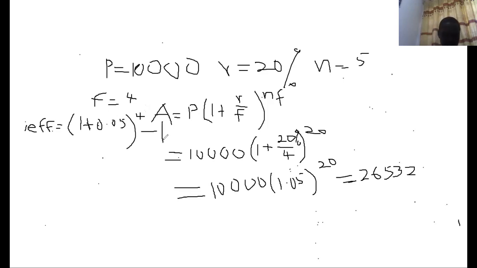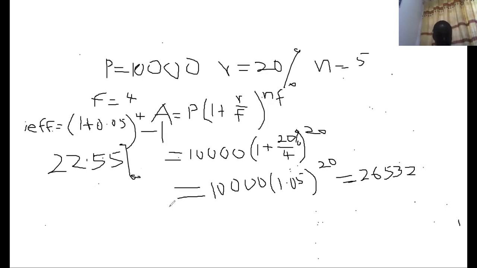So 1.05 raised to 4, and that will be 21.55%. You see, so instead of using the 20% annually, because it is compounded quarterly, if you use the 20%, it will be wrong if you want to compute the interest annually. So if you want to compute the interest annually, then it will be 21.55%.